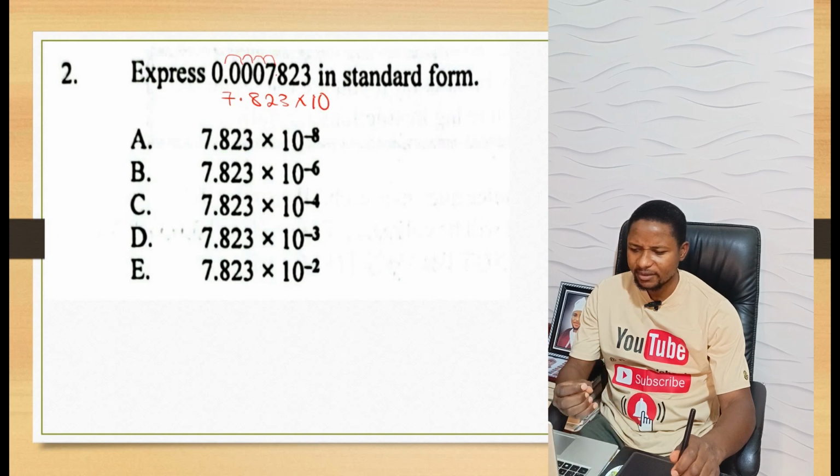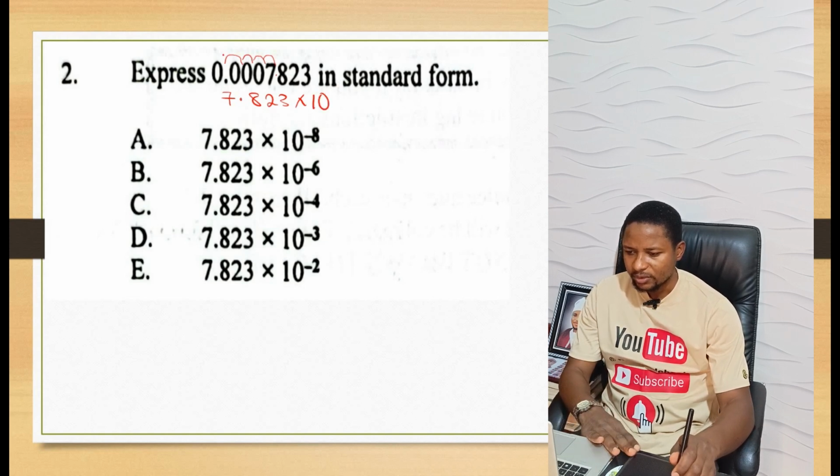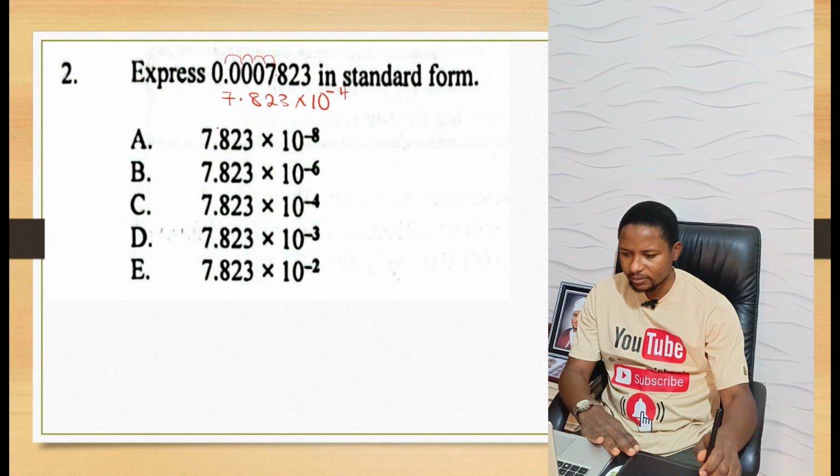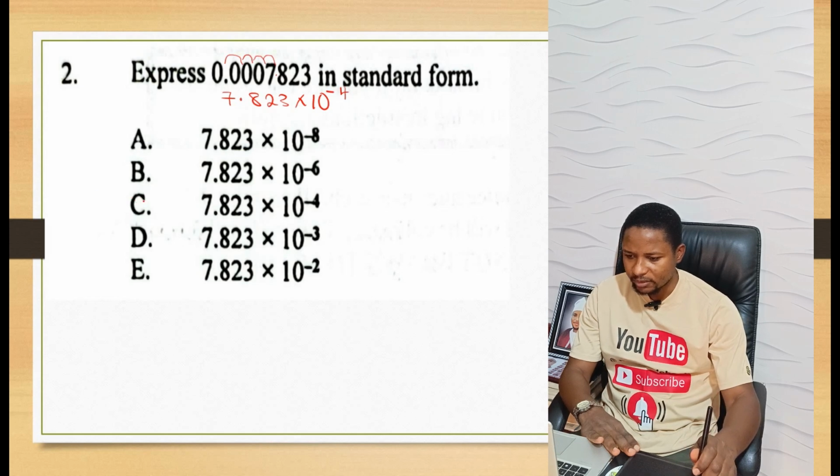Because the number is less than 1, it's going to attract a negative power. So how many times did you move it? 1, 2, 3, 4. Don't forget what you're moving is a decimal point. So our answer to this question is C.